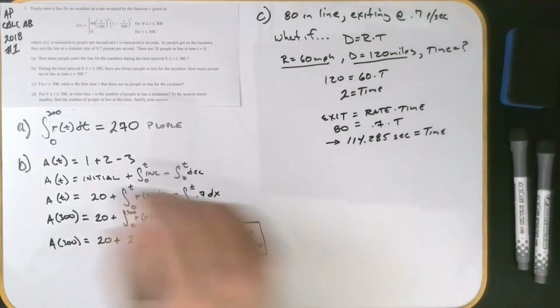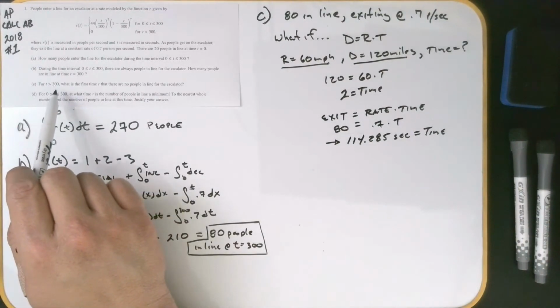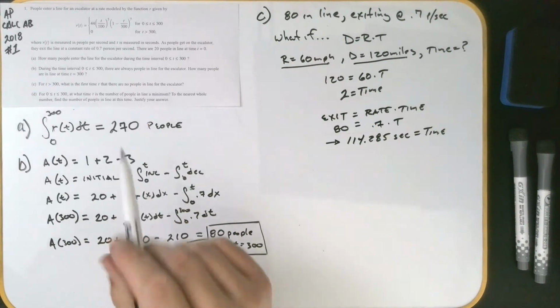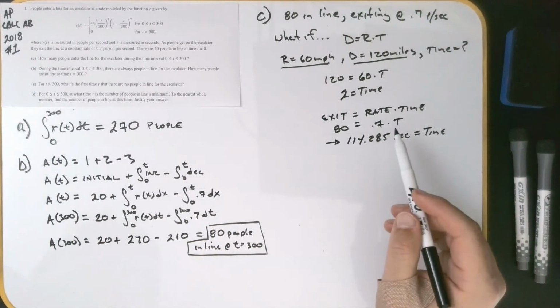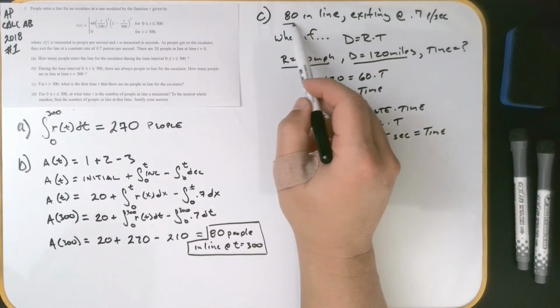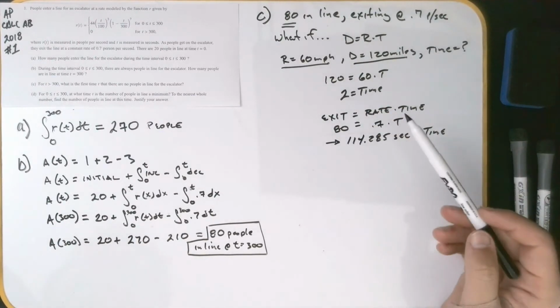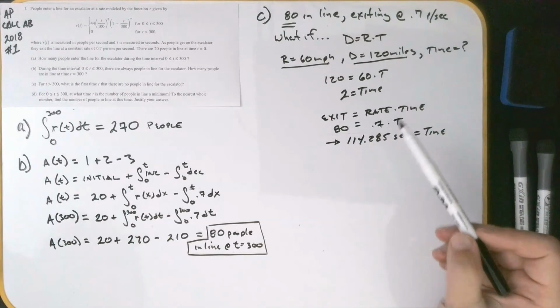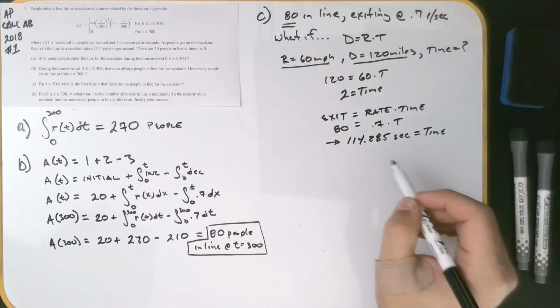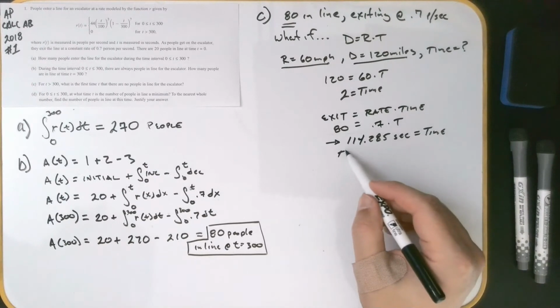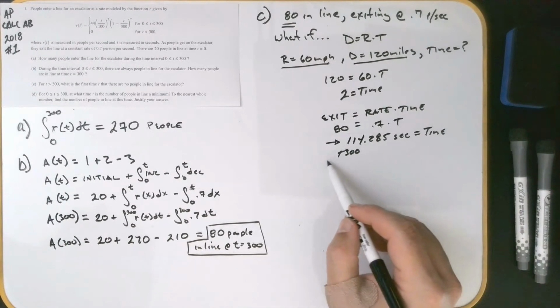But the original question says, for time greater than 300, what's the first time there's no people in line? Well, it's this on top of the original 300 seconds that got us to 80. So I think you could probably tell just from the wording of this one, part C was a low percentage get for a lot of people. So it was this amount plus the original 300 seconds.